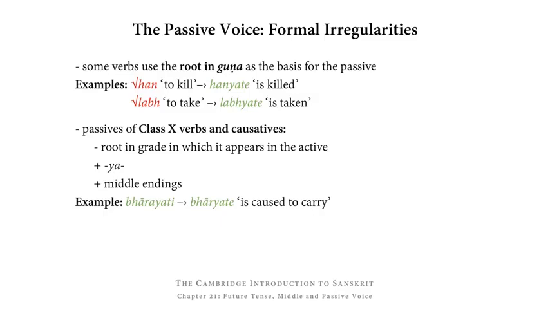Then the passives of class 10 verbs and causatives are formed by taking the root in the grade in which it appears in the active, plus ya plus middle endings. So of bharati, he carries, we get a causative bharayati, he causes to carry. And so what we have here is the root appearing in vriddhi, bhar. We find that same root in that same grade in the passive, namely bhar in vriddhi. But in the passive, bhar is then followed by ya, the passive marker, and a middle ending. So for example, third singular te, bharyate, he is caused to carry.